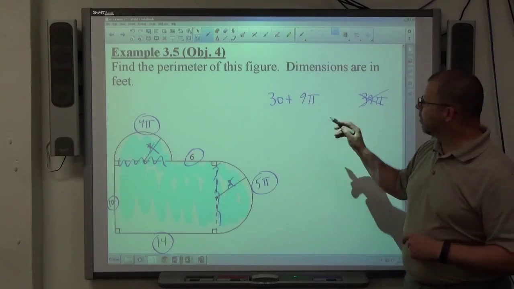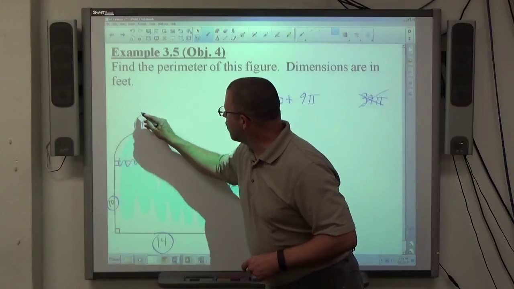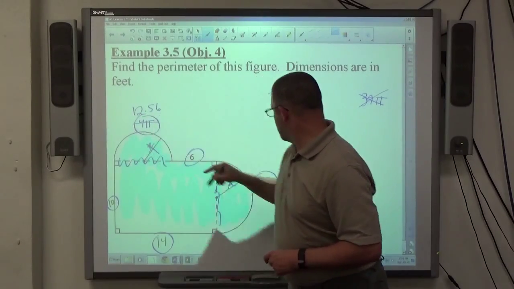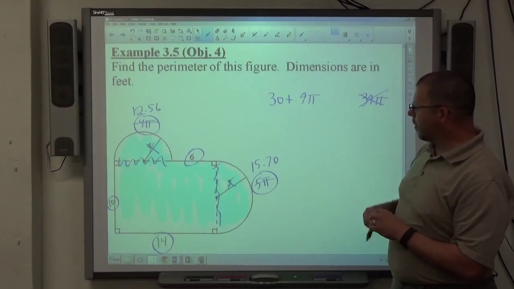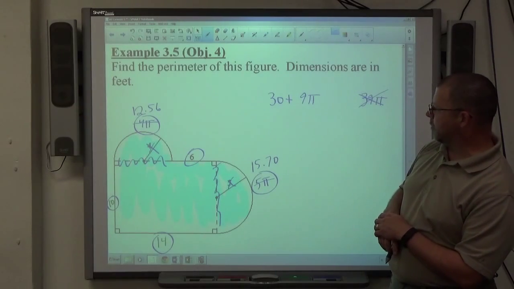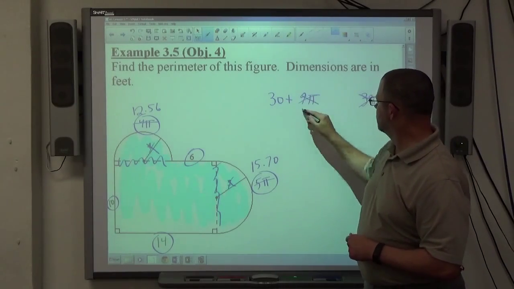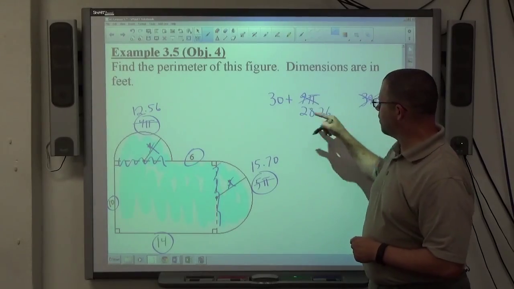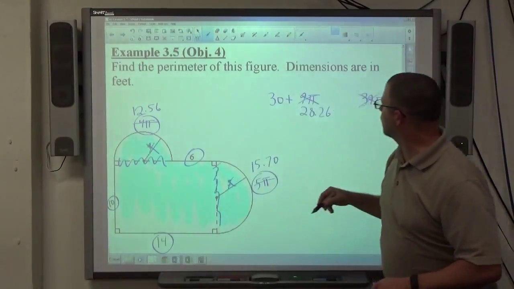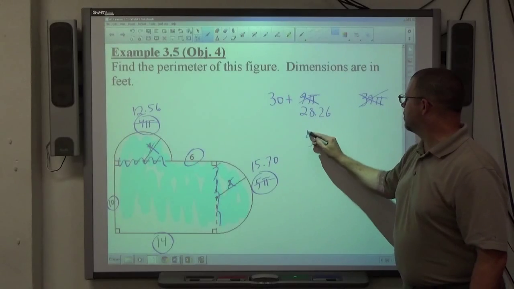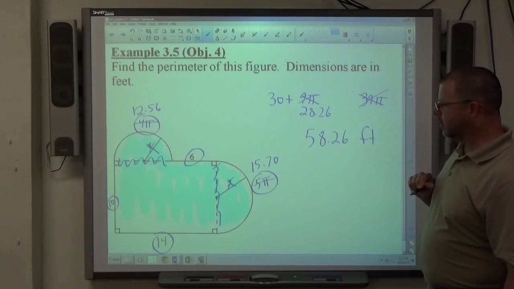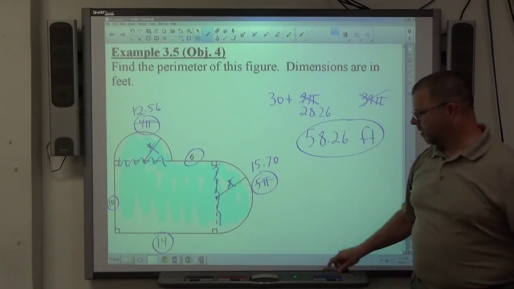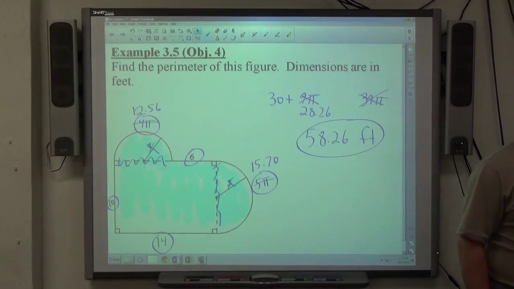So rather than do that, let's just know that 4 pi is 12.56, 5 pi is 15.70, and then if we add them up we get 28.26. And then plus the 30 for the other 3 sides that weren't decimal, which gives me 58.26. And this is feet. That's more like a pool there. Not huge, but it's bigger than that little inch pool that we had last problem.